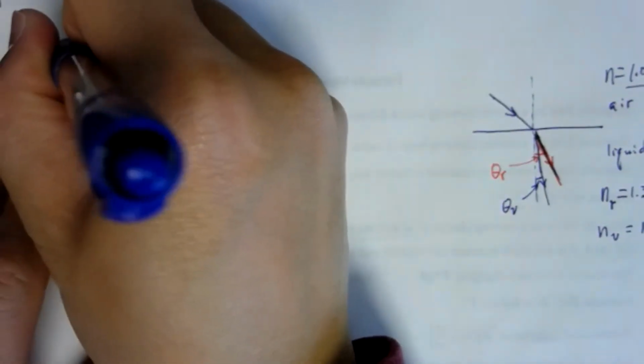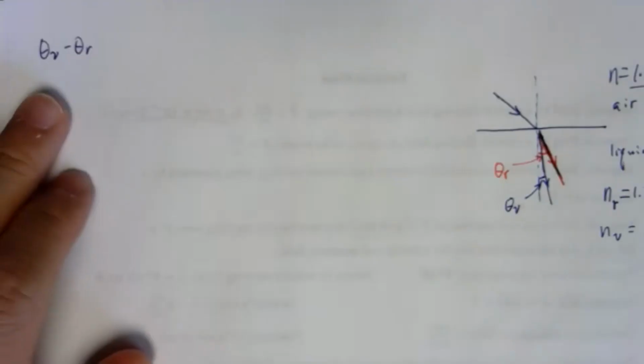Violet, let's use just the blue for violet. So we'll bend more because violet has a larger index of refraction. So this is called theta sub V. We are looking for theta V minus theta R. So then you need theta V and theta R.